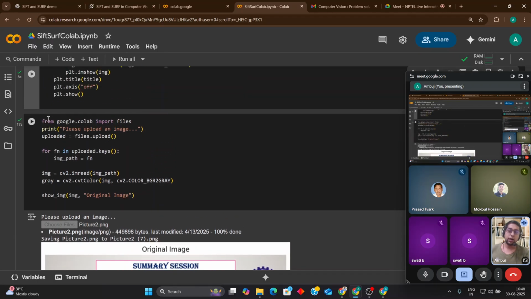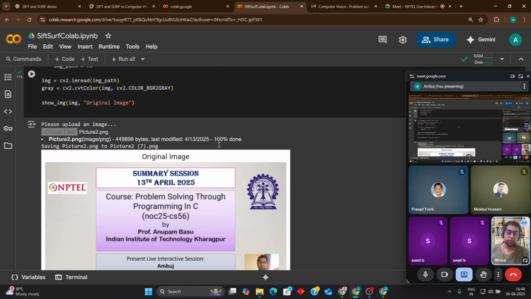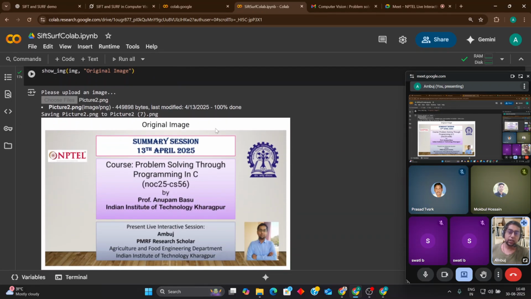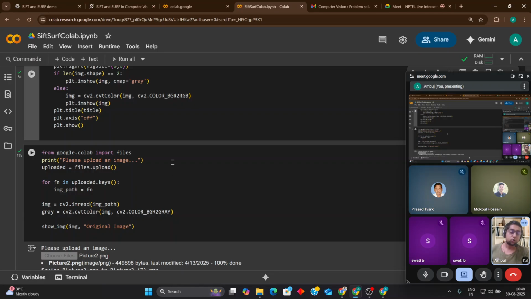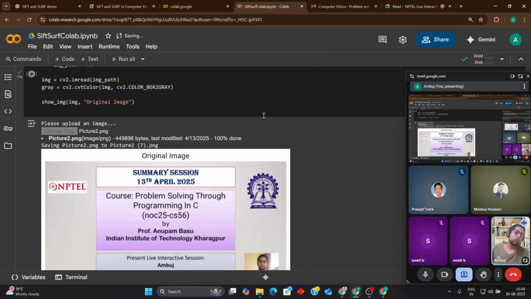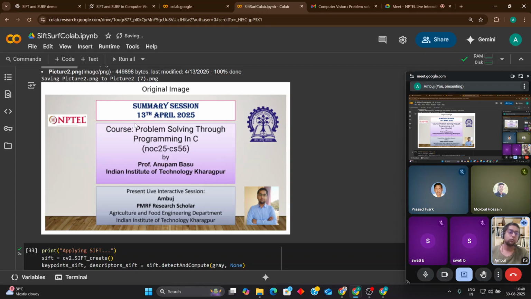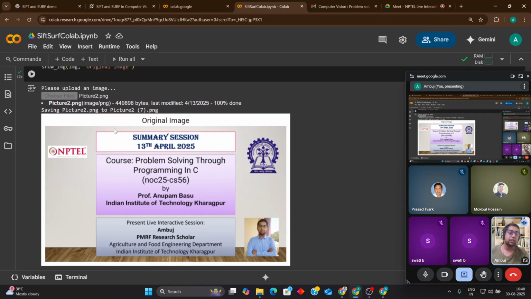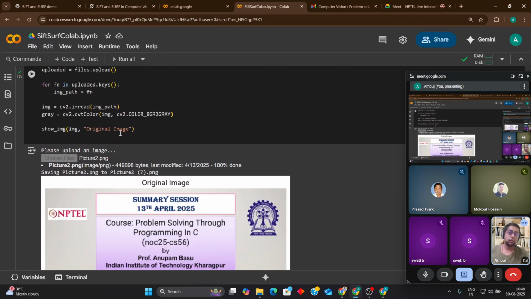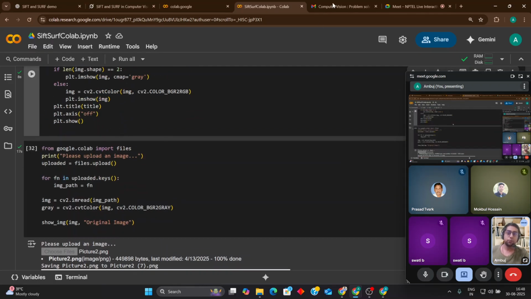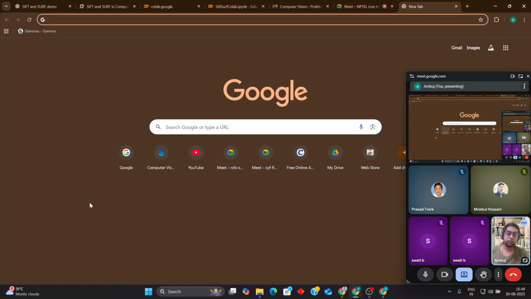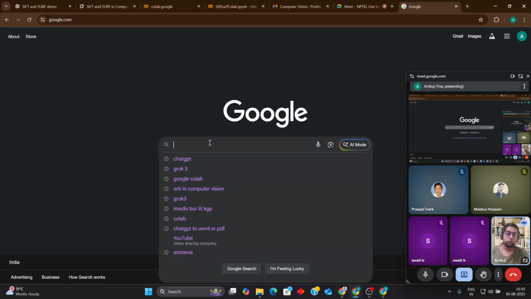Then I am trying to upload an image. Here I performed this particular analysis on this particular image. It was a 2D image, so I didn't get much of the results, as I already told you in my previous session. In case of a 2D image, you won't be getting much of the results which would be distinct. So let me perform this task, that I need to save an image.